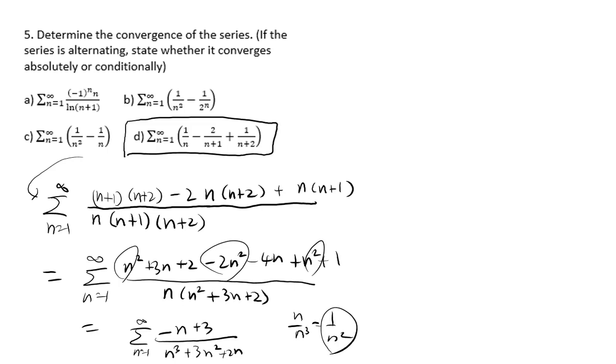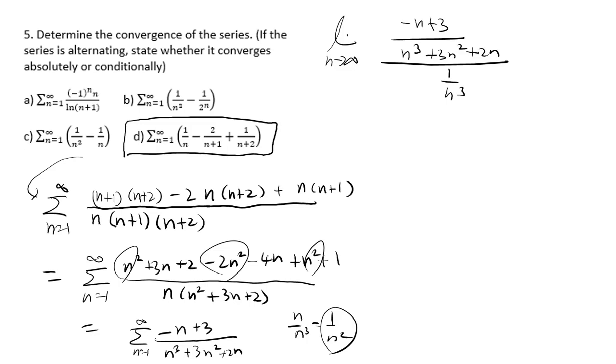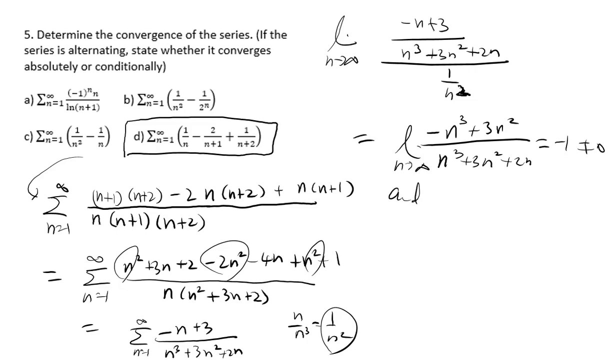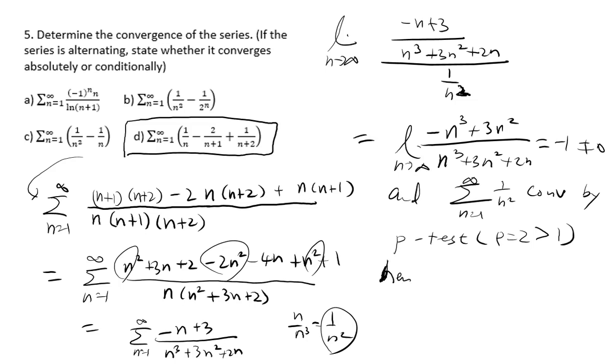So because you have 1 over n squared, we can do a limit comparison test with 1 over n squared. So let's do that. Limit n going to infinity of (negative n plus 3) over (n cubed plus 3n squared plus 2n) over 1 over n squared. And that's negative n cubed plus 3n squared over n cubed plus 3n squared plus 2n, limit n going to infinity, and that gives you negative 1, which is not equal to 0, and summation of n equals 1 through infinity, 1 over n squared, converges by p-test. p is equal to 2, greater than 1. Hence the series converges by limit comparison test.